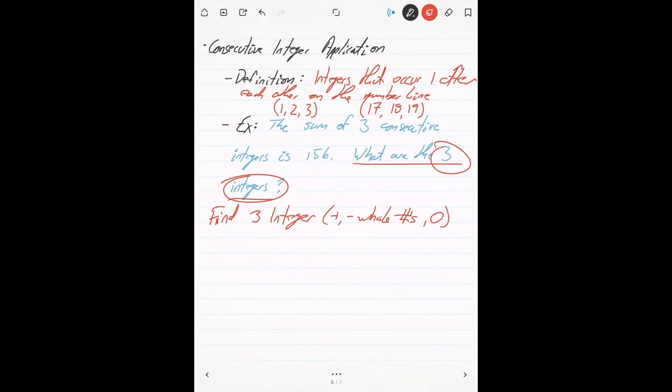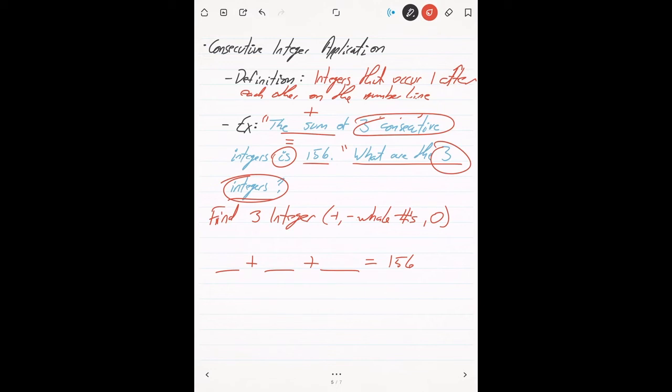So what does the problem tell us to do? We have the sum of these 3 integers is 156. Sum, that means addition here. So we are adding up 3 consecutive integers, and that is equal to 156. So we have our equal sign, we have 156. We've added up 1, 2, 3 things together to get that.